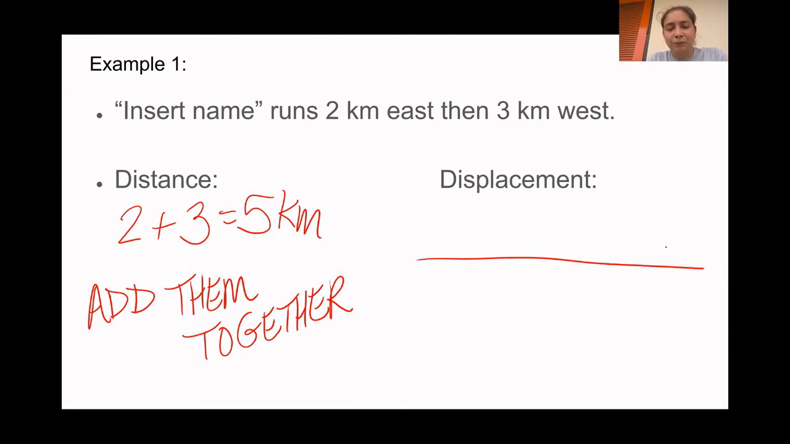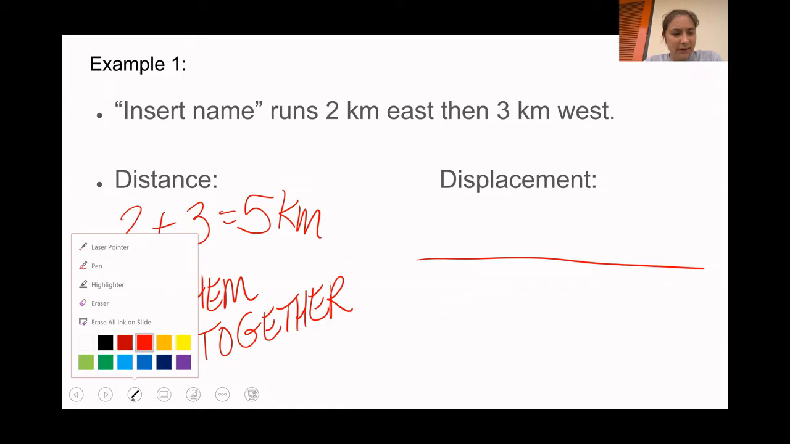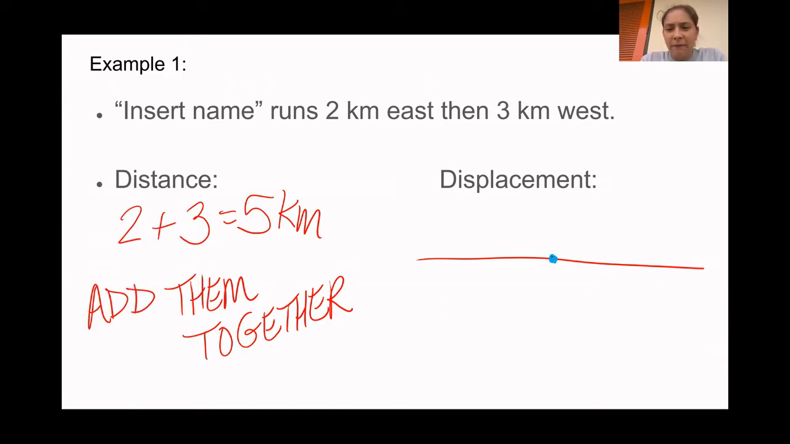So here's our number line. And let's get a new color here. Here's our 0 point, right? So this is our start. And I go 2 kilometers east. So never eat soggy waffles. So I'm gonna go 1, 2, and then I'm gonna go 3 kilometers west. So from this spot, I go 1, 2, 3. So this is my start, and then this is my end.